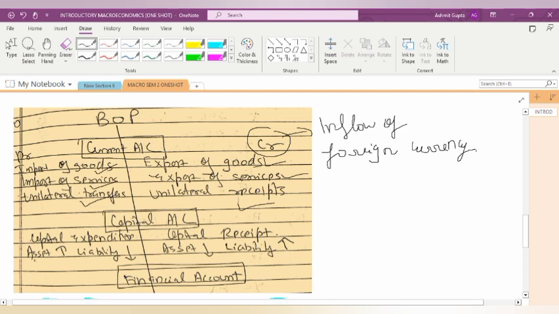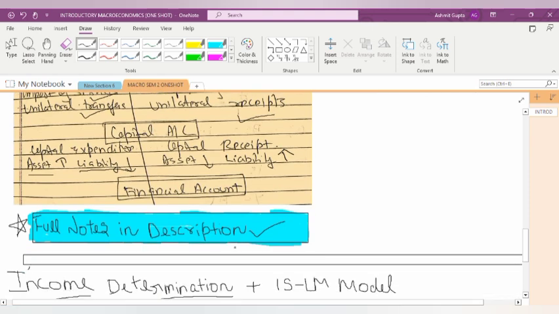Okay. Now moving to the capital account. Here we have the assets and liabilities part, capital expenditure on the debit side, capital receipts on the credit side. Any transaction which leads to an increase in assets of the resident country goes to the debit side, and any decrease in liability of the resident country also goes to the debit side. Similarly, the reverse works in the credit side.